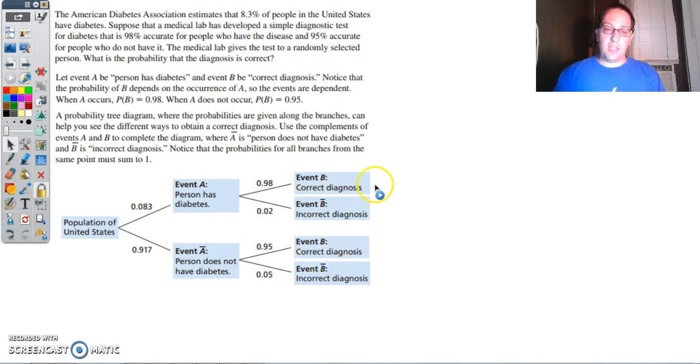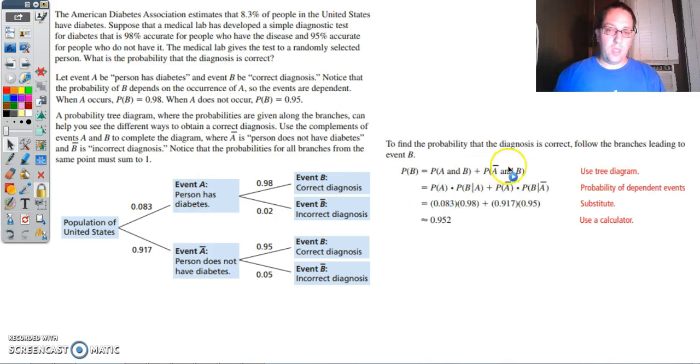So we need to add these two together, right? Because it's this or that, and there is no overlap, right? It can't be over here and down there. No good. So we're going to add those up. But first we have to know what is the total probability of event B given event A, right?